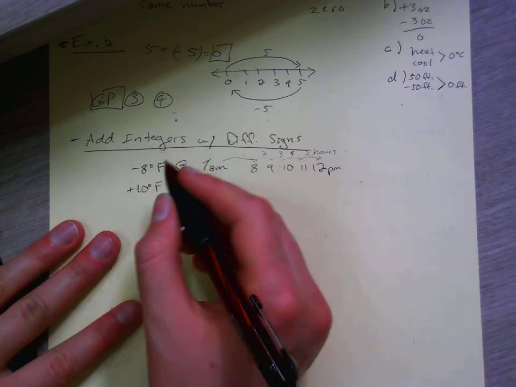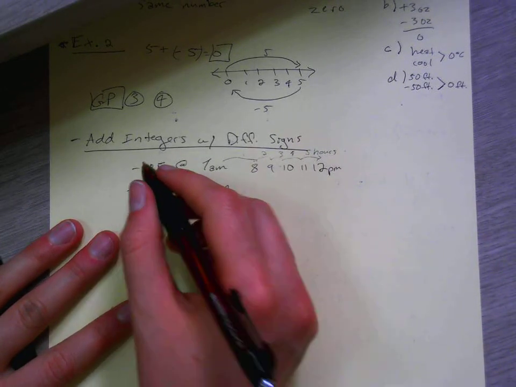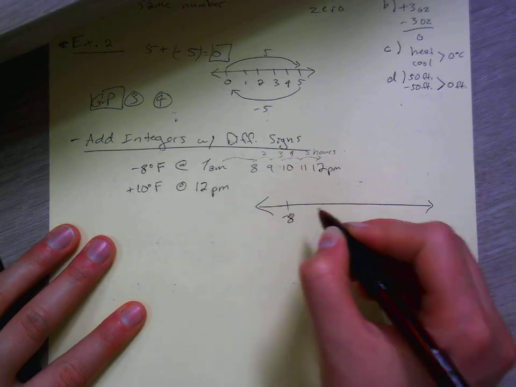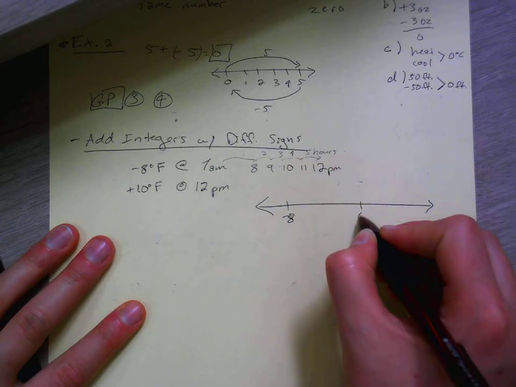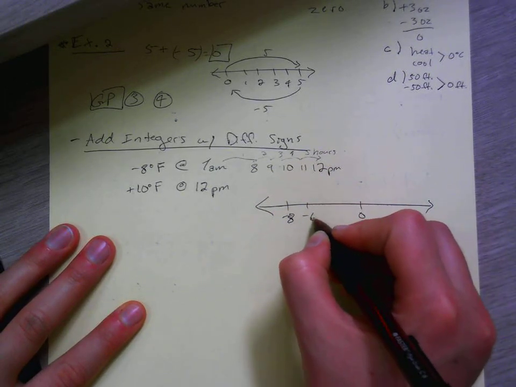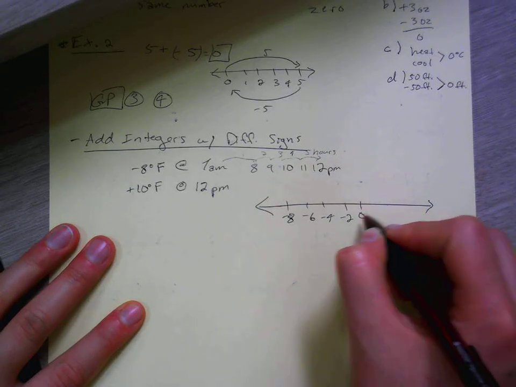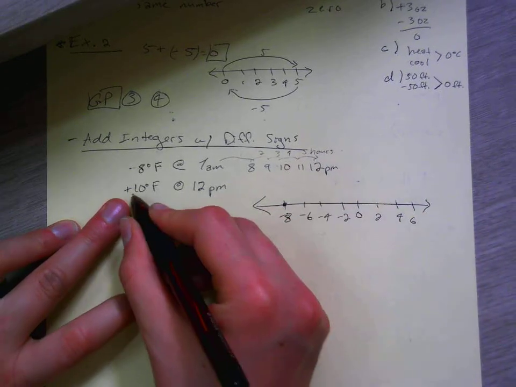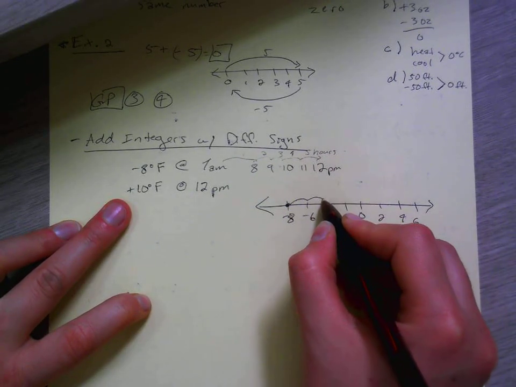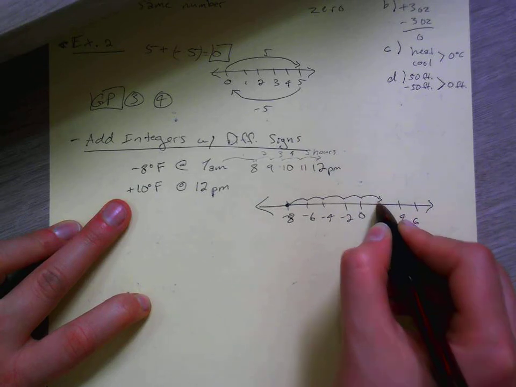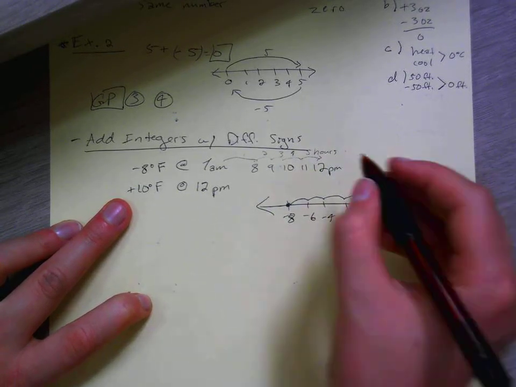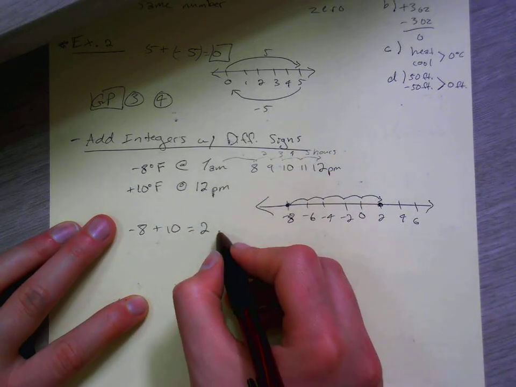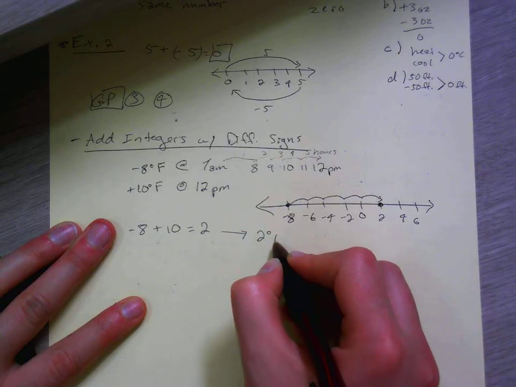So to add those, we have our negative 8 on the number line. Here's our 0. We'll go negative 6. I'm going to count by 2s. Negative 4, negative 2, 2, 4, 6. So we start at negative 8. Because this is positive, we go to the right. 2, 4, 6, 8, 10. Remember, I'm counting by 2s. So I end up at 2. My answer, negative 8 plus 10 equals 2. So my total degrees by the end will be 2 degrees Fahrenheit. Make sure you put units.